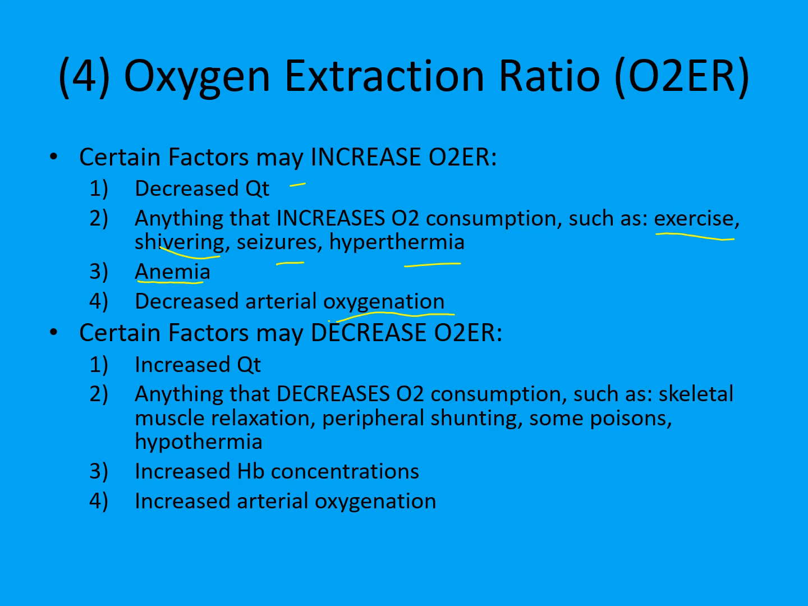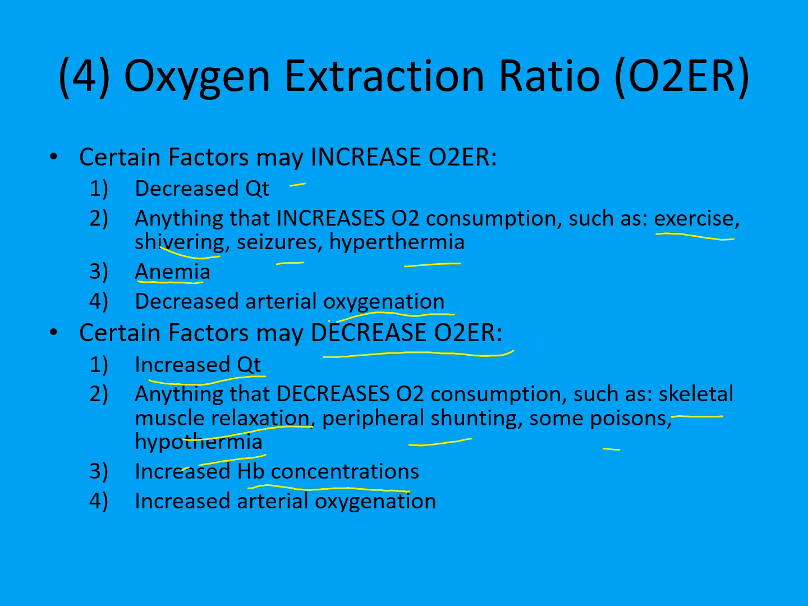Okay, factors that decrease the extraction ratio. In other words, make it so your tissues are hardly pulling anything out of that bank account, hardly withdrawing anything. That would be an increased cardiac output, because we're delivering a lot more oxygen than what our tissues are consuming. Anything that decreases consumption, so paralytics, skeletal muscle relaxers, peripheral shunting, poisons, hypothermia, all that should look familiar.